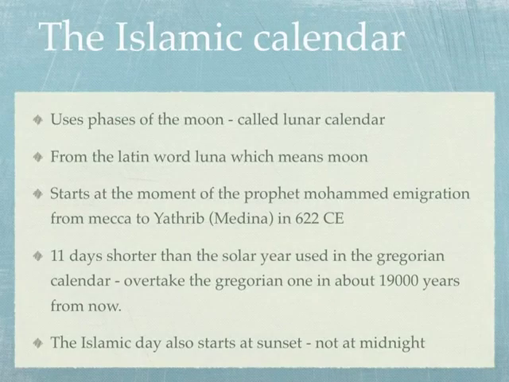The Islamic calendar uses the phases of the moon and is also called the lunar calendar. Lunar refers to the Latin word luna, which means moon. The Islamic calendar is 11 days shorter than the solar year used in the Gregorian calendar. It will overtake the Gregorian calendar in about 19,000 years from now. The Islamic day also starts at sunset, not at midnight.